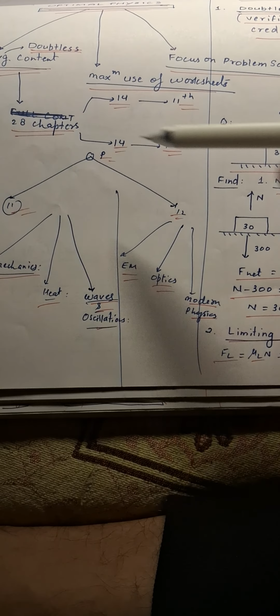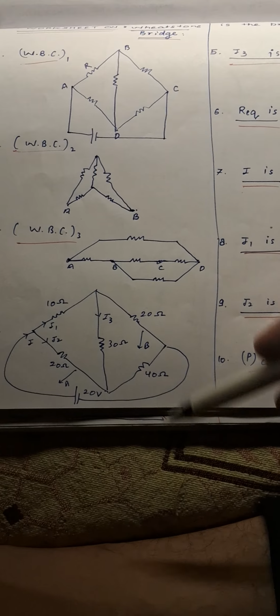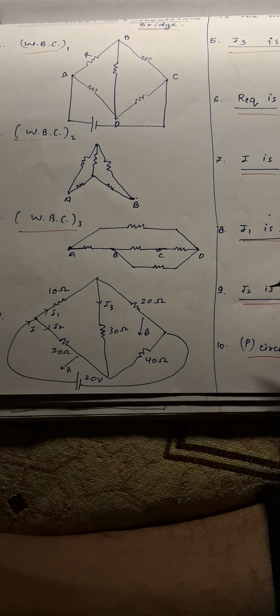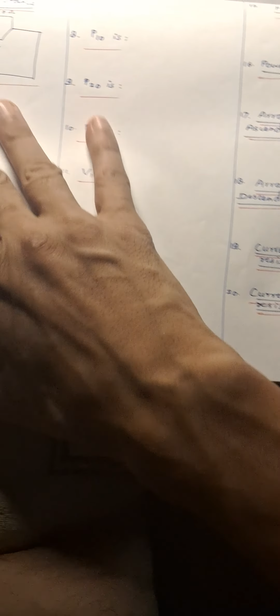Then another introductory video on optimal physics, its contents related to both the classes, elaboration using a question of friction and its analysis. We have a worksheet on Wheatstone bridge circuit in different cases, different calculations. And we have a worksheet on equivalent resistance.